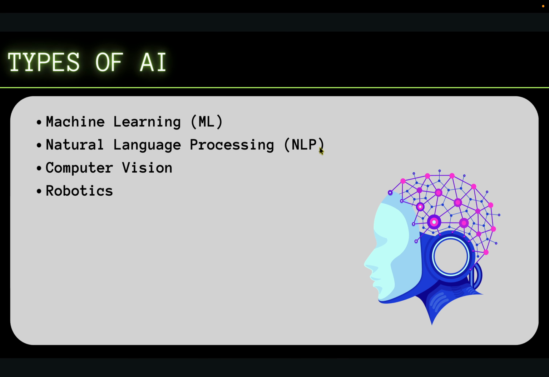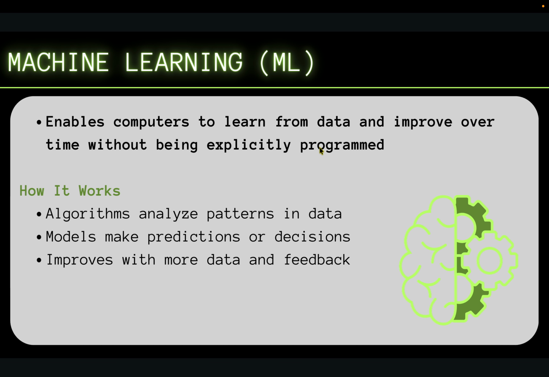So, what types of AI are there? There's machine learning, there's natural language processing or NLP, computer vision, and robotics. And these are some common forms that it can take. So we'll look at those. So, machine learning or ML is basically when you allow the computer to learn from data and improve over time.